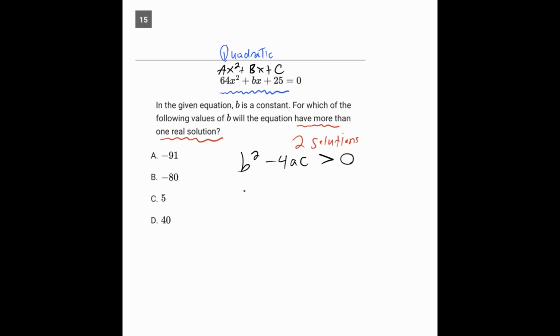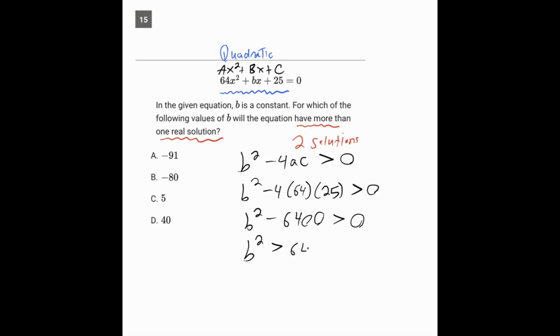So b squared minus 4ac would be b squared minus 4, 64, 25, and that's greater than 0. Now we can start multiplying 4 times 64 times 25 on the calculator. That's 6,400. So b squared minus 6,400 greater than 0. Add the 6,400 to both sides. And now we'll be taking the square root of both sides.